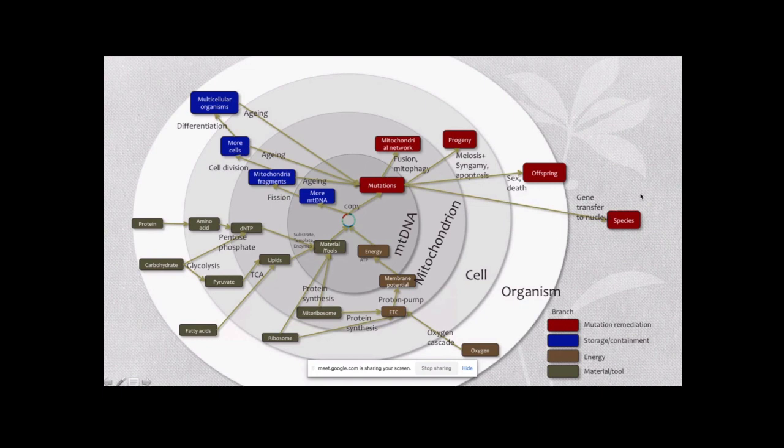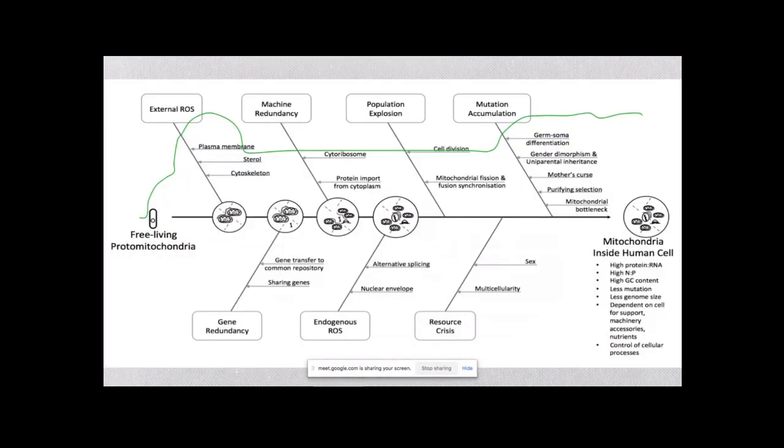And at the level of species, which we haven't touched, which is where I want to do more research in future, the mutations are managed via gene transfer to the nucleus. See how smart mitochondria are. They keep the pure ones with them and the rubbish ones go to the nucleus. And that's basically how I see evolution of mitochondria happening. This is the last slide.